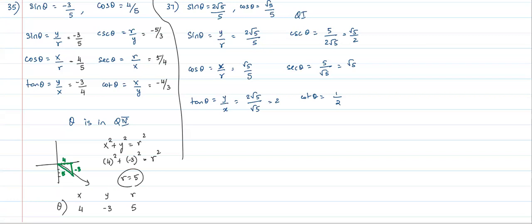Okay, takes us to question number 13. Let me write that down. Sin theta is 1/2, cosine theta is root 3.